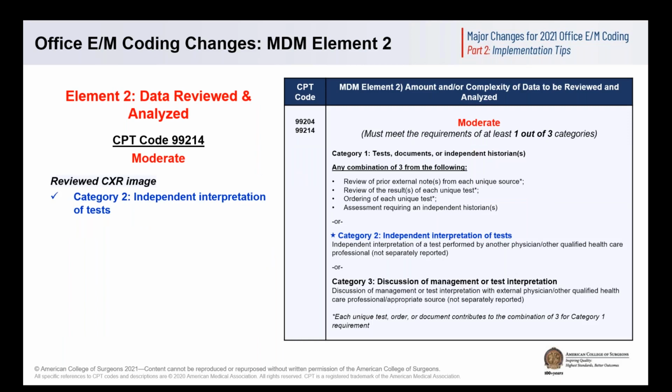So the data analyzed in this case actually qualifies for a level 4, as it meets 1 out of 3 categories, which is independent interpretation of tests. You documented that you reviewed the chest X-ray and you documented the findings. Next slide, please.